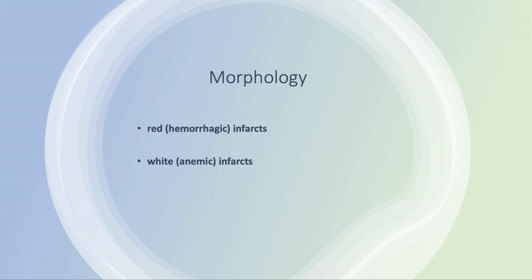Infarctions are classified on the basis of their color, depending on the amount of hemorrhage and the presence or absence of microbial infection. Those infarctions may be either red or hemorrhagic, or white or anemic, and may be either septic or bland.